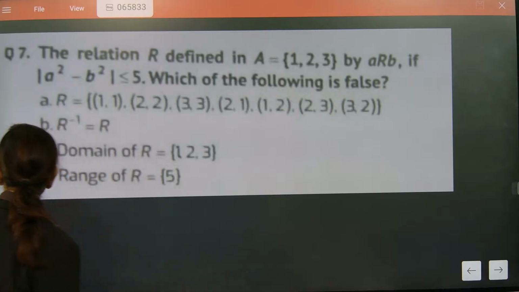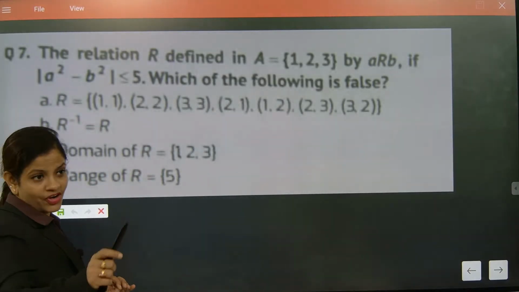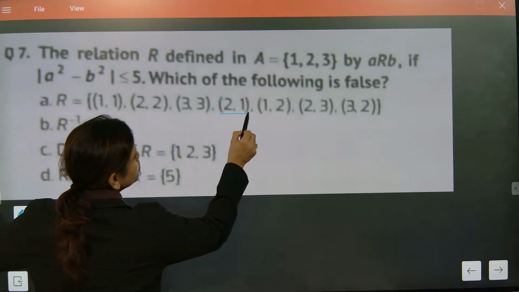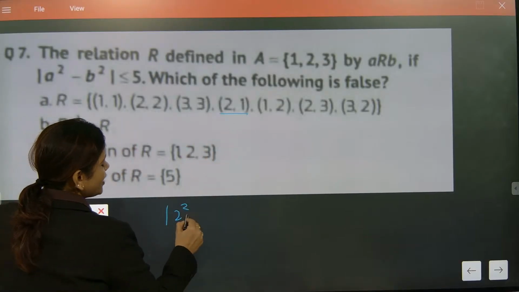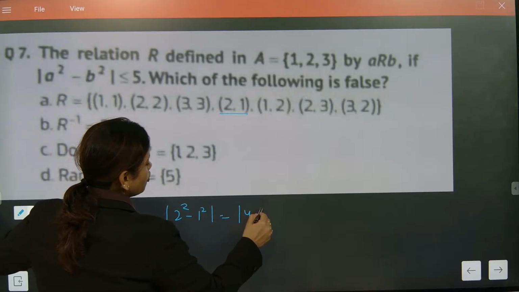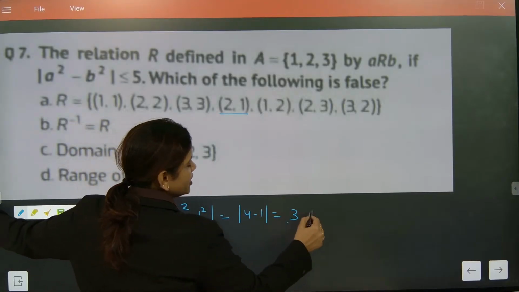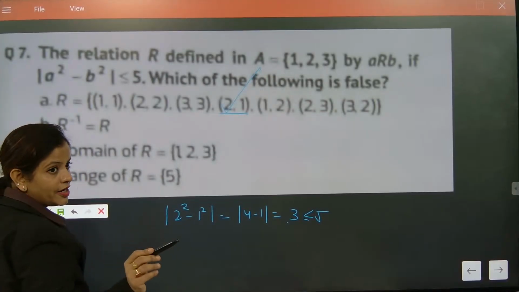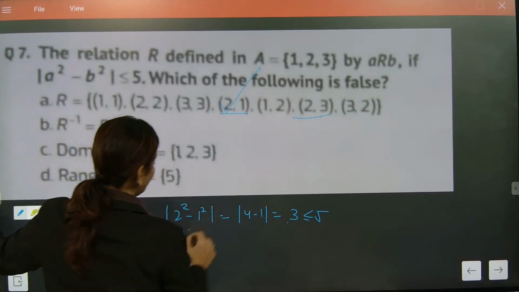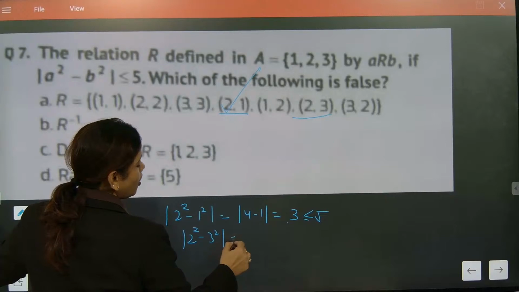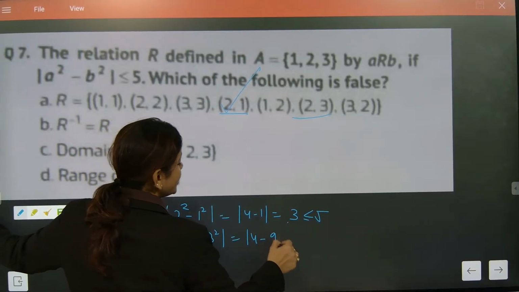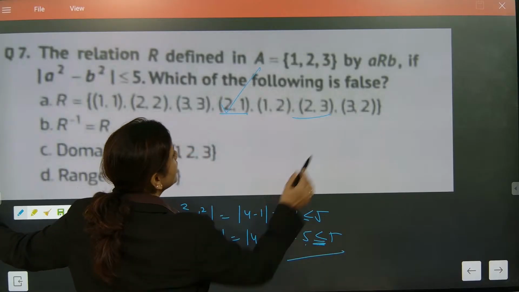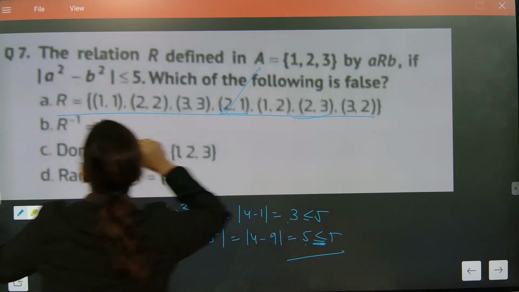So, beta, here now you need to understand. Did you get that trick or not? So, first understand the trick part. So, this part is what? 2 comma 1. So, 2 square minus 1 square. What is coming? 4 minus 1, that is coming 3. Is 3 less than 5? Yes. Did you understand how to attempt? Now, next one is 2 comma 3. 2 square minus 3 square. How much coming, beta? 4 minus 9, that is 5. 5 can be here, equal to sign is there. So also correct. So that means this statement is a true statement.